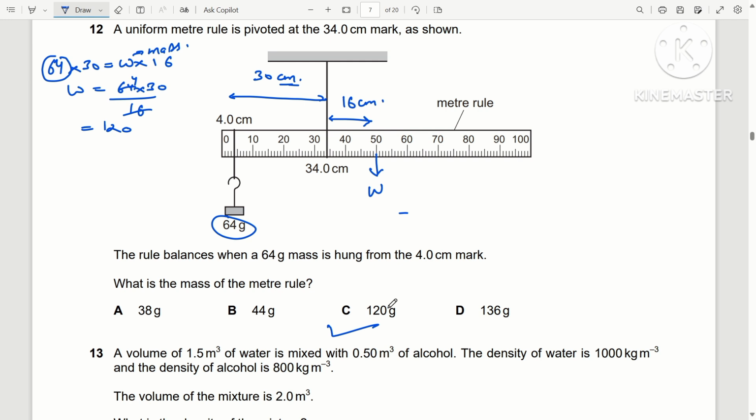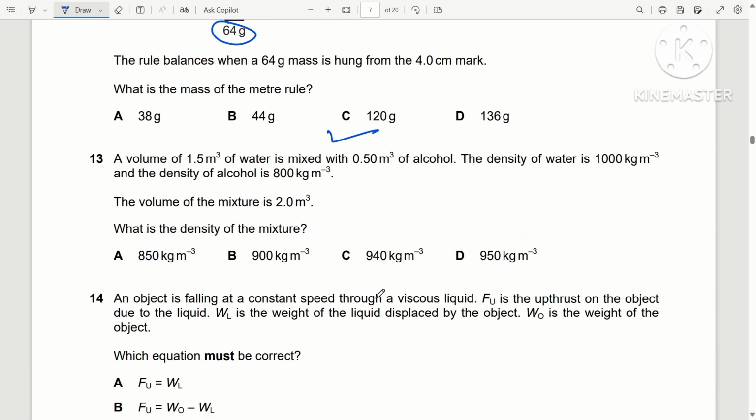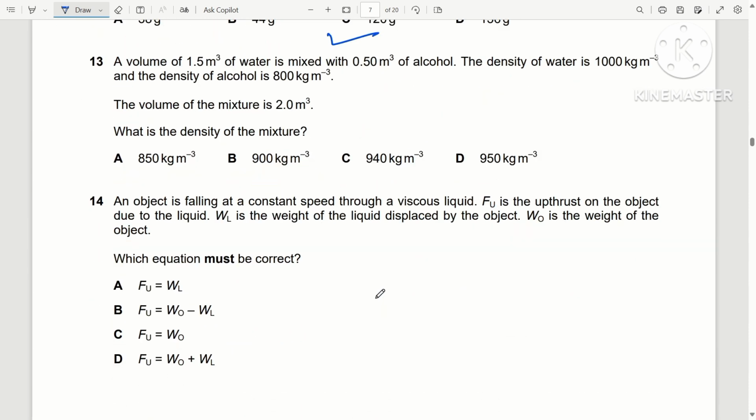Question number 13. A volume of 1.5 meter cube of water is mixed with 0.50 meter cube of alcohol. The density of water is 1000 kg per meter cube and the density of alcohol is given. Volume of mixture is 2 meter cube. What is the density of the mixture? Now we know that if we want to find density, total density, then it should be equal to total mass divided by total volume. Now how will we calculate total mass?